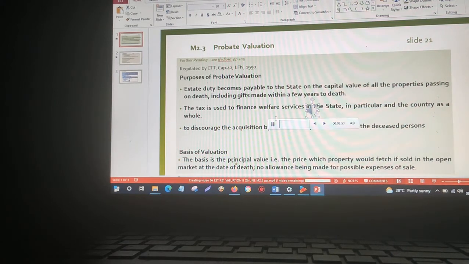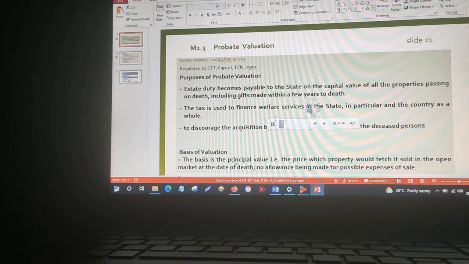Probate valuation. The basic point to hold on to here is that valuation is at the time of death of the estate owner. That makes all the difference between probate valuation and all other types of valuation, apart from the fact that it is statutory and the others are non-statutory valuation. The valuation is at the time of death. That is the key to solving problems here on probate valuation.